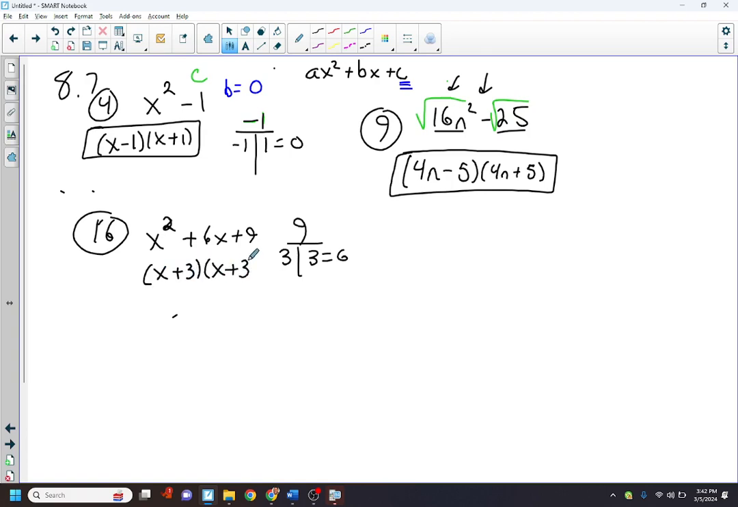Now, because they're exactly the same, guys, you have to rewrite it like this. You're going to rewrite it as x plus 3 squared. So if you want full credit, you have to rewrite it like that, because they're both exactly the same. The other one was plus and minus 1, so they're not exactly the same.